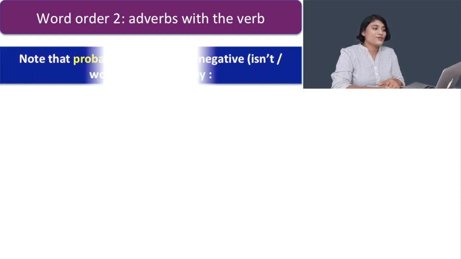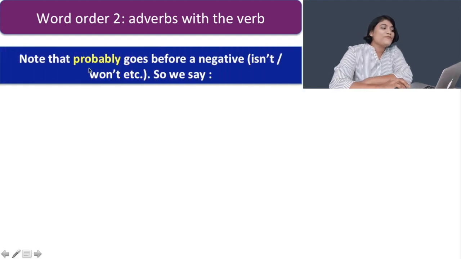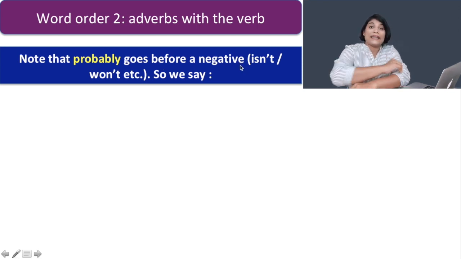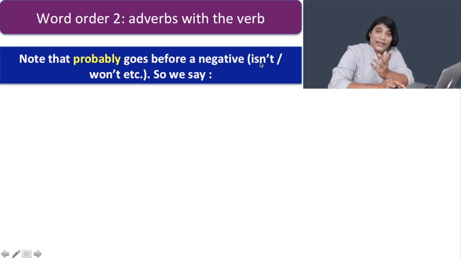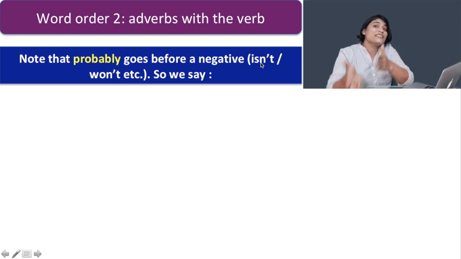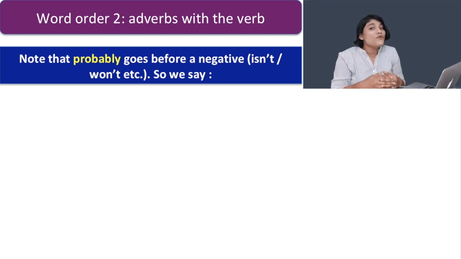So the next rule for you. Note that probably goes before a negative. This is another important rule for the adverb probably. If it is a negative, always keep in mind, not after, just before the negative, you have to put the adverb probably.